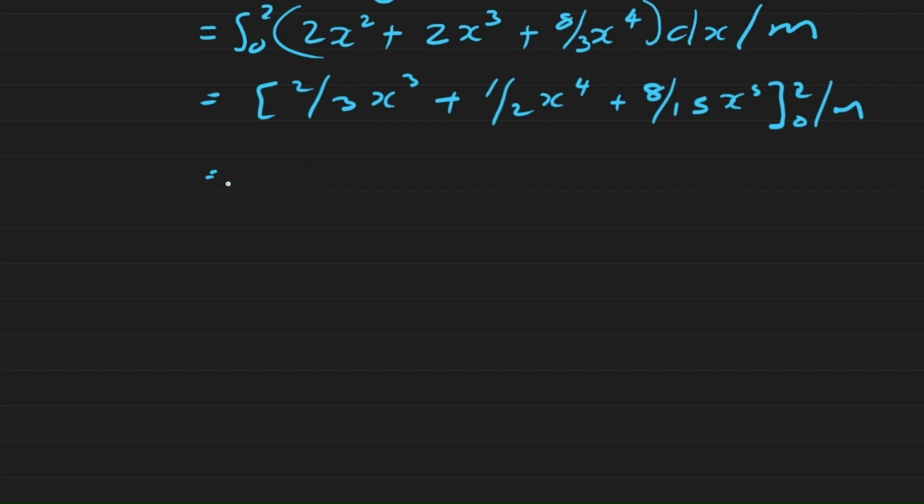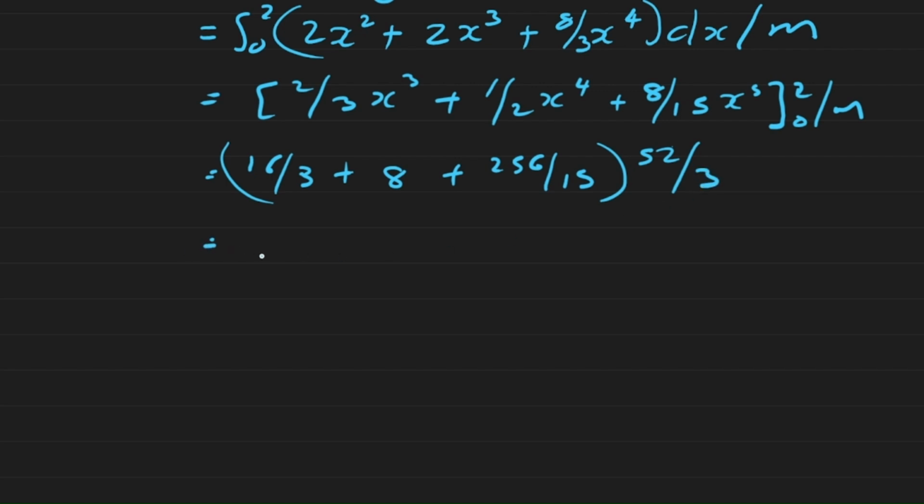So substituting in 2, what we get is 16 over 3 plus 8 plus 256 over 15. And of course, this is divided by the mass, and the mass we can substitute in now, which we determined earlier was 52 over 3. And if we compute this, we see that it's about 1.75, approximately. So our center of mass roughly has the position of 1.5 to about 1.75.